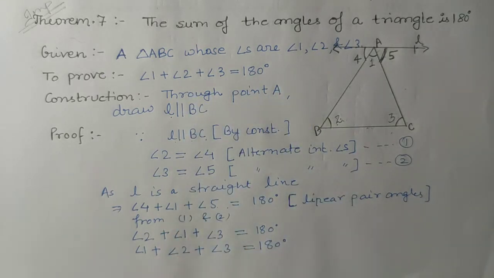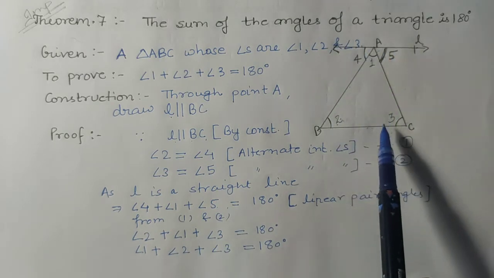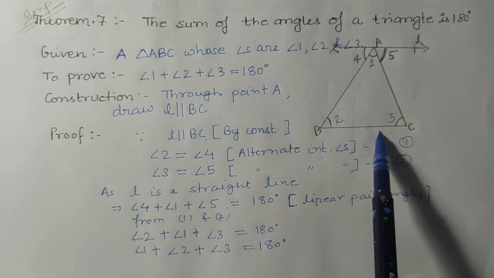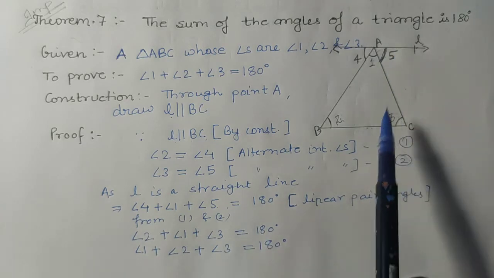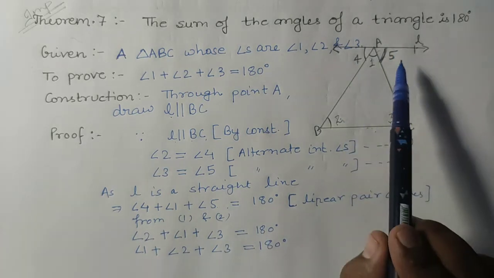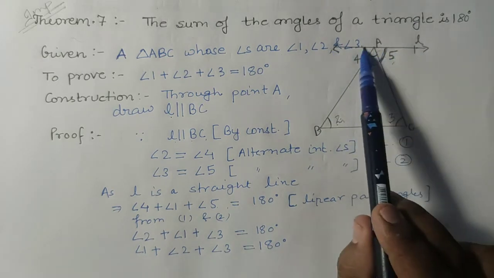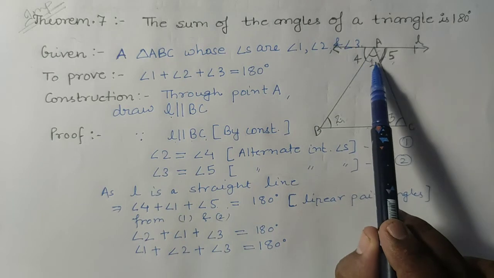So it is a very easy theorem. Its proof is very easy. All you have to do is draw a line which should be parallel to the base. Then, since the lines are parallel, you can take angles 2 and 4 as equal, and 3 and 5 as equal. Now on this line, the sum of all angles should be 180 degrees.